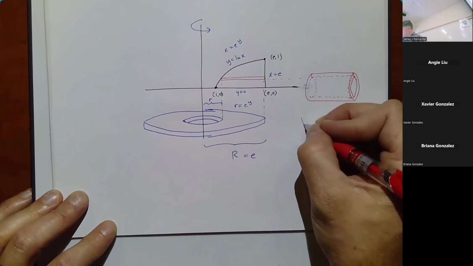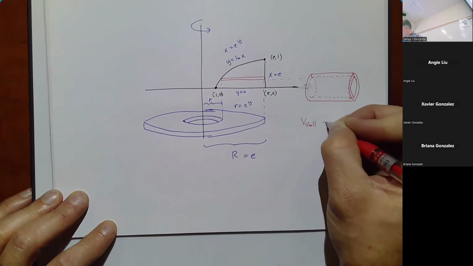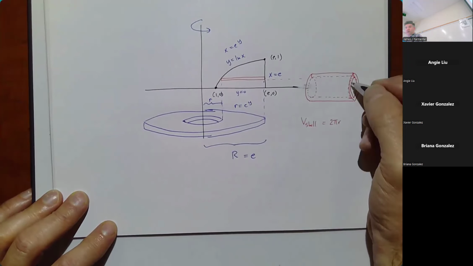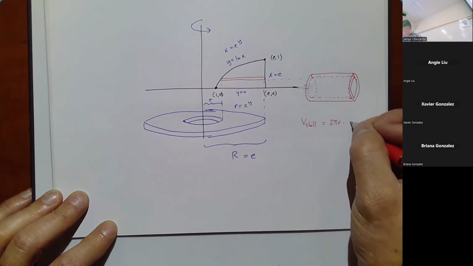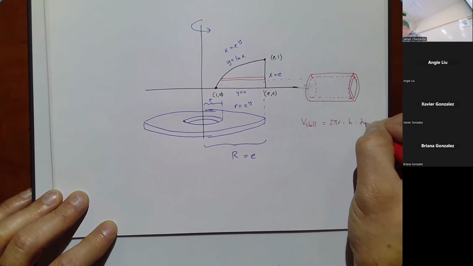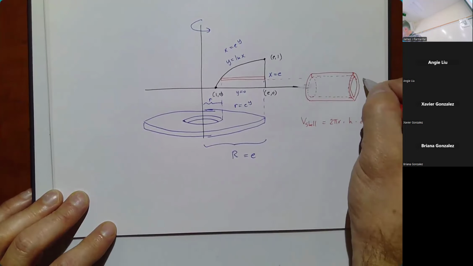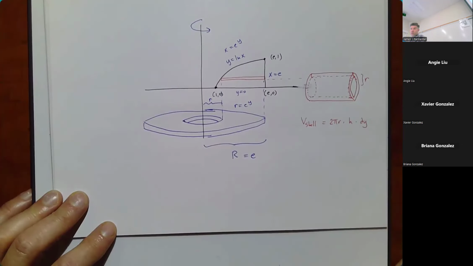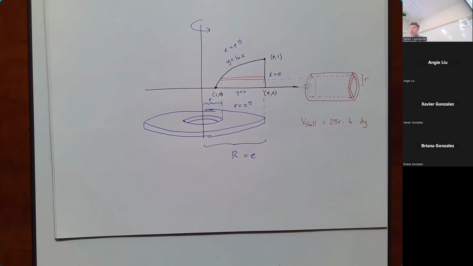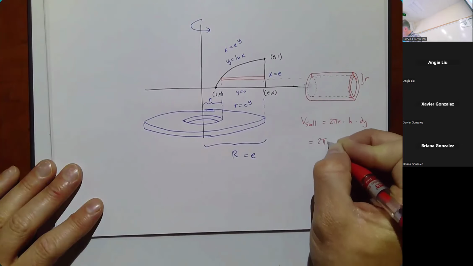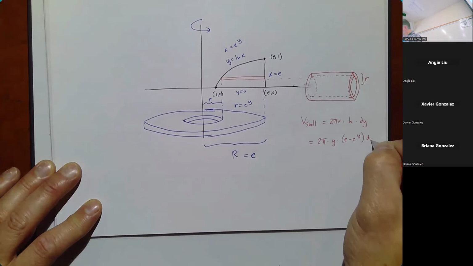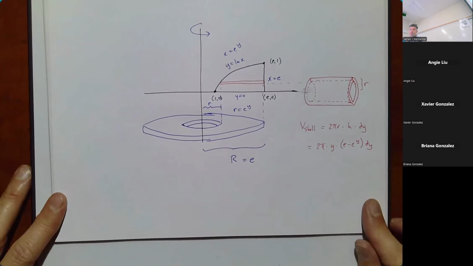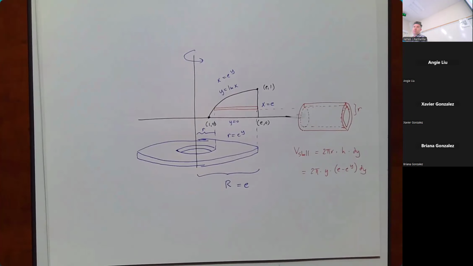And the volume of that shell is 2 pi times the radius, because that's the circumference of the shell, times the length, which is your height, times your thickness, which is dy. Here the radius is exactly how high up the strip is, which in this case is y. The height is the length of the strip, which is the right minus the left, and the thickness is dy. That's how we're getting there.